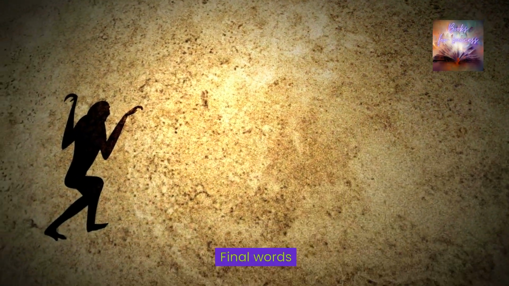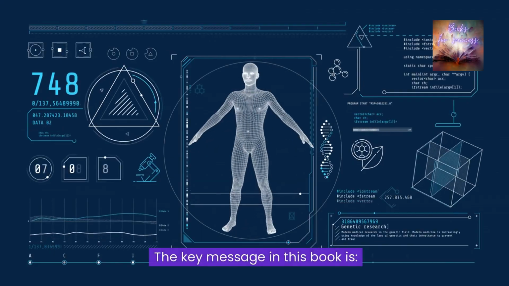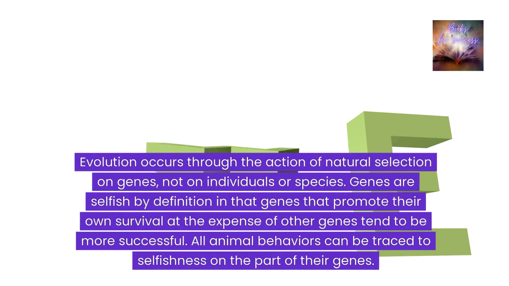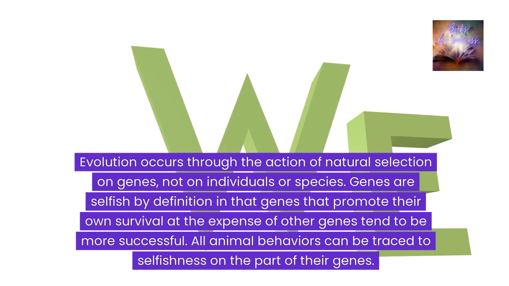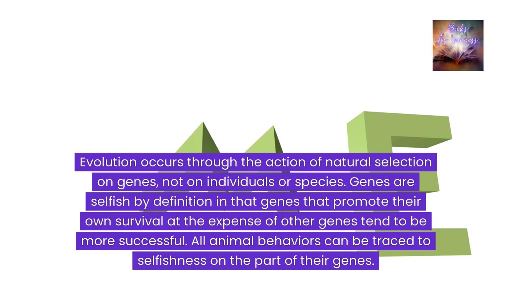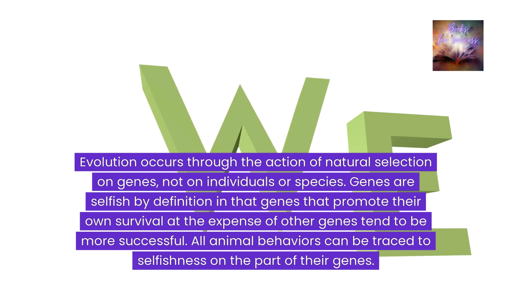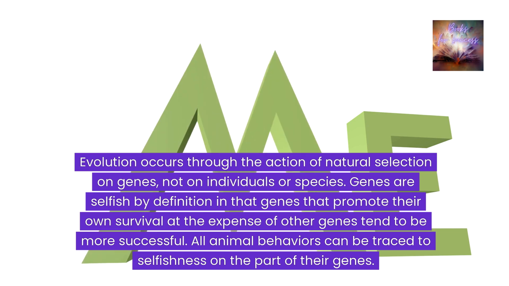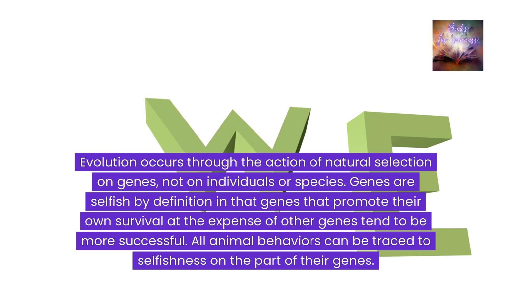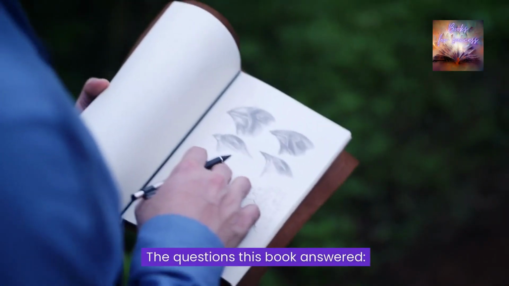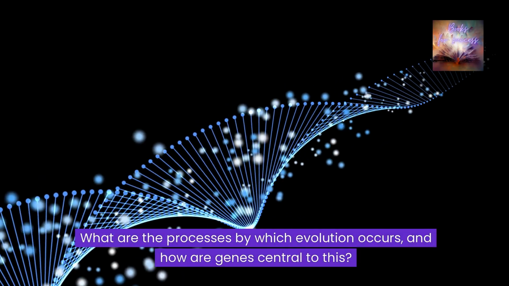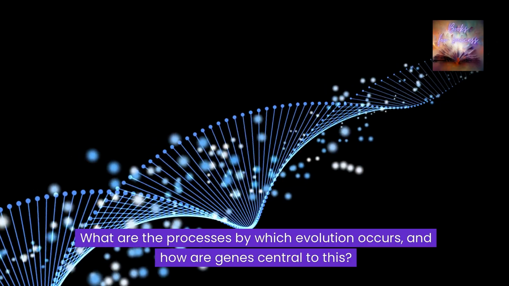Final words. The key message in this book is: evolution occurs through the action of natural selection on genes, not on individuals or species. Genes are selfish by definition in that genes that promote their own survival at the expense of other genes tend to be more successful. All animal behaviors can be traced to selfishness on the part of their genes. The questions this book answered: what are the processes by which evolution occurs, and how are genes central to this?